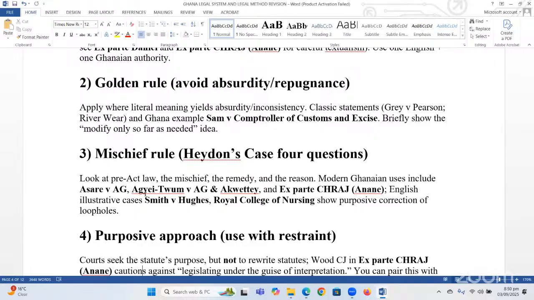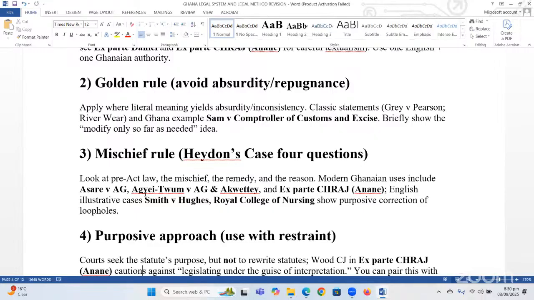Before that law was made, what was the situation before? Then what was the problem? And then what solution was propounded to solve that problem? And why was that solution? Does it cure the mischief? So the mischief is like the problem. What was the problem? What was the mischief? And what solution did the lawmaker provide to cure the mischief? And why?